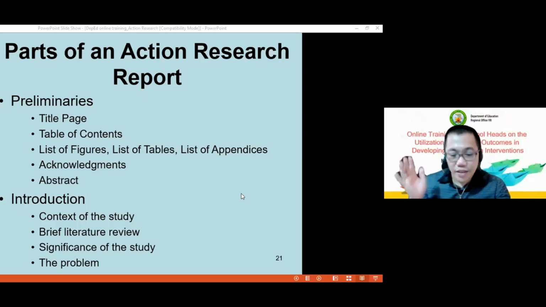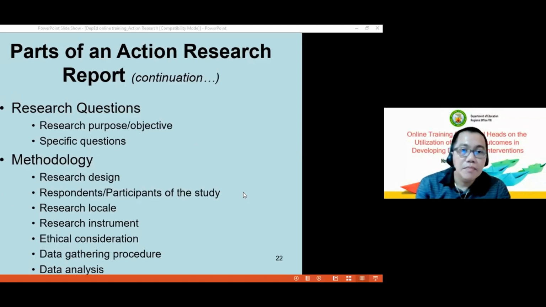So later this afternoon in the workshop, you have to insert some relevant data when you establish the research problem. I'm sure it's not a problem on your part anymore because you have the data. Then you have the research questions, which include the purpose and the specific questions.